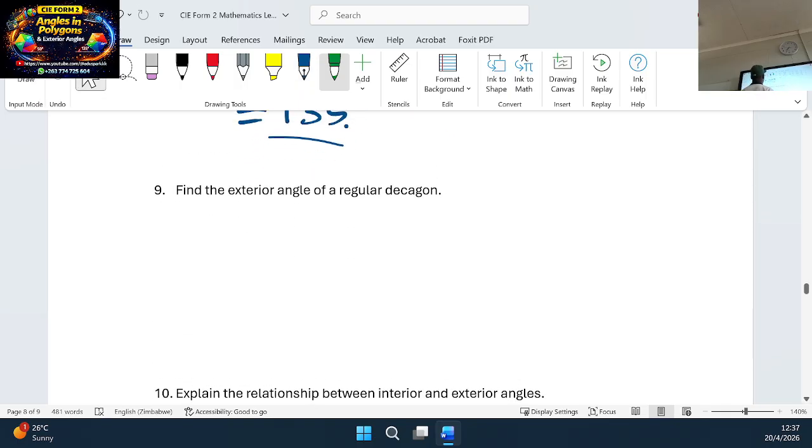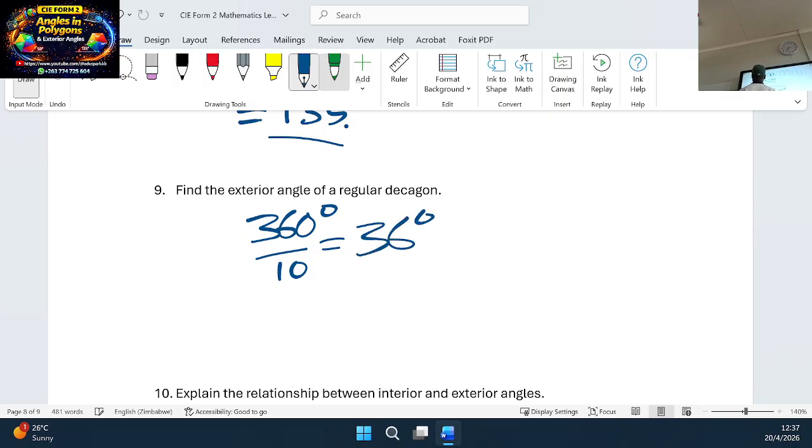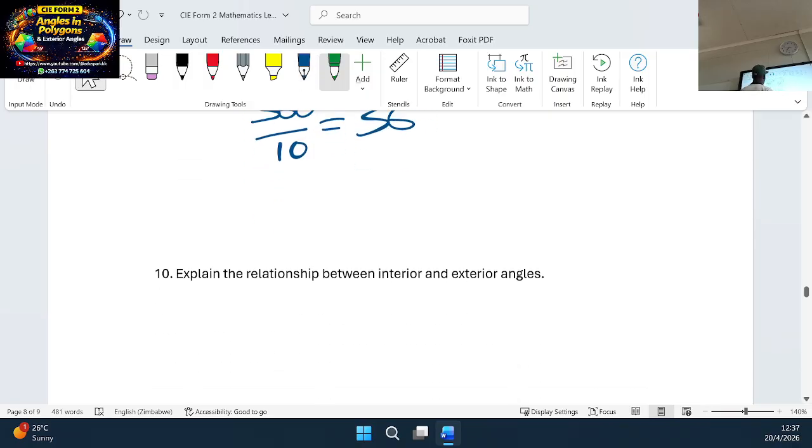Still moving to number 9. Find the exterior angle of a regular decagon. Decagon means 10. So we're interested in the exterior angle. This will be 360 divided by 10, because we have 10 sides. So each exterior angle is 36 degrees in size.